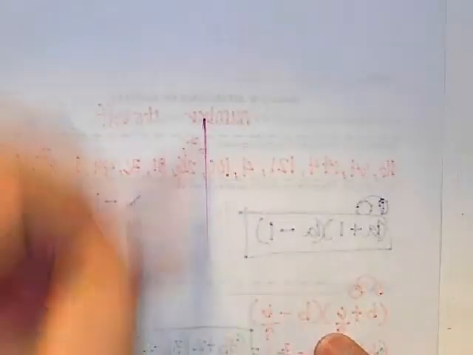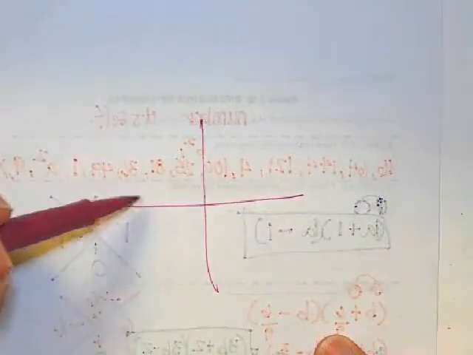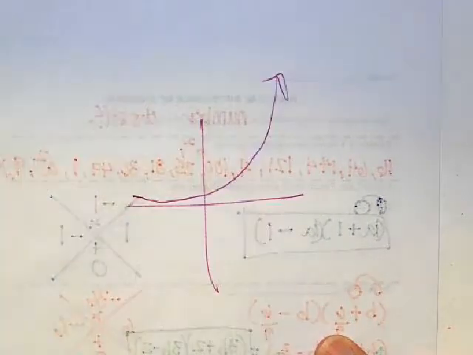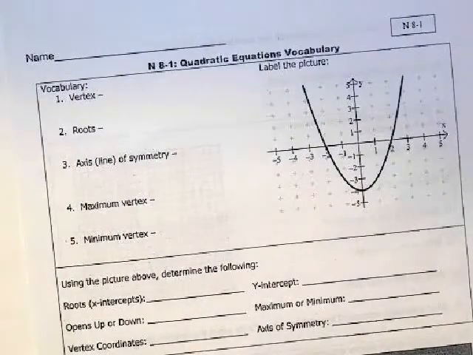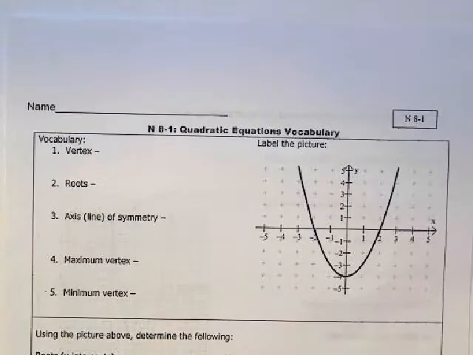It was like this. If you had your graph, your exponential looked like this. Remember those? Where it gets really, really close to this but doesn't actually touch it. Remember all that? Okay, so you had your exponentials, and now we're going to have our unit over quadratic graphs, which are U-shaped graphs.